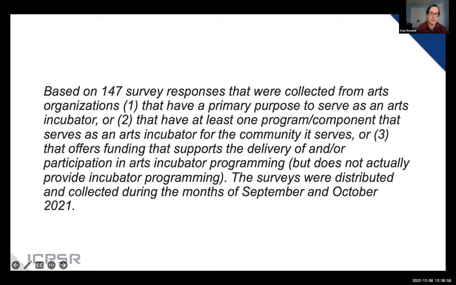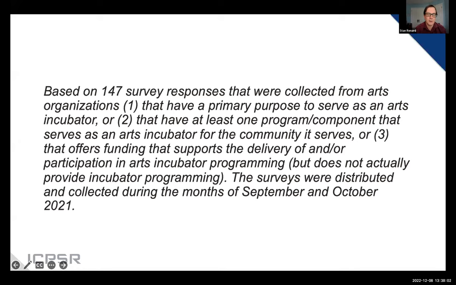Then you had organizations that offered multiple programs of different nature, and perhaps at least one of the programs or components serves as an Arts Incubator in the community. And finally, we also surveyed organizations that perhaps didn't offer the programming, but they were offering the funding for programming. So perhaps they were outsourcing the programming. They had funding capacity, but did not have the training in-house. They outsourced the training. They had perhaps a partner organization that was able to provide that educational training in entrepreneurship and business to artists and cultural organizations.